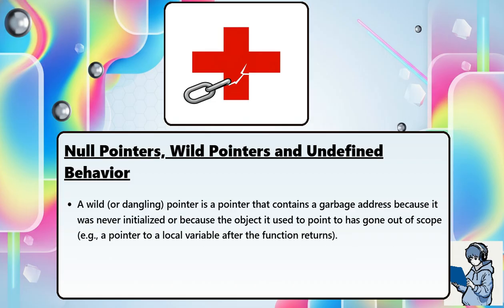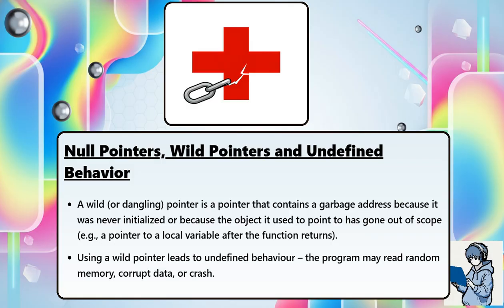A wild or dangling pointer is a pointer that contains a garbage address because it was never initialized, or because the object it used to point to has gone out of scope. For example, a pointer to a local variable after the function returns. Using a wild pointer leads to undefined behavior. The program may read random memory, corrupt data, or crash.